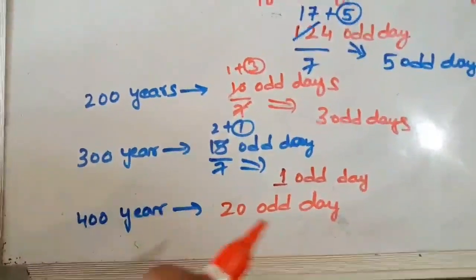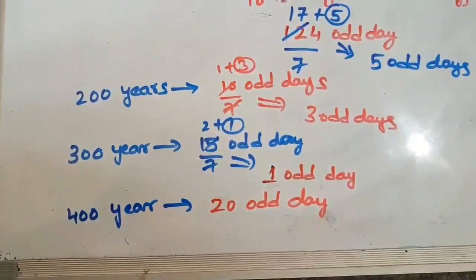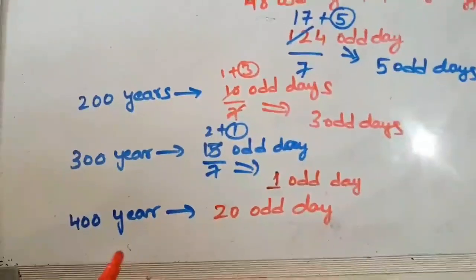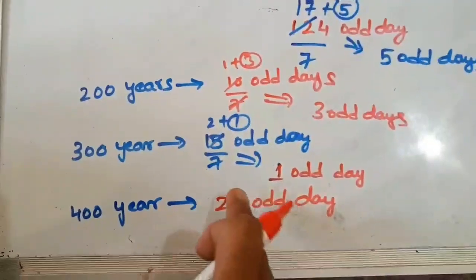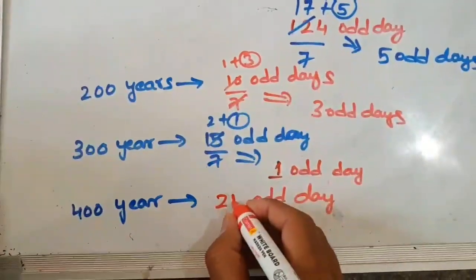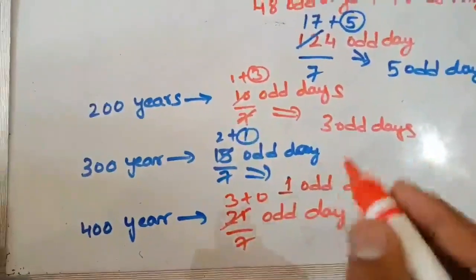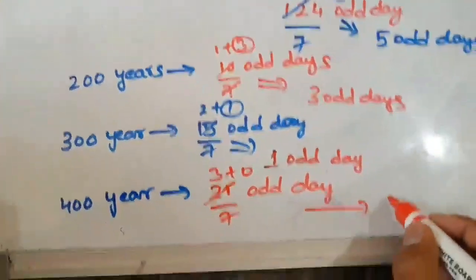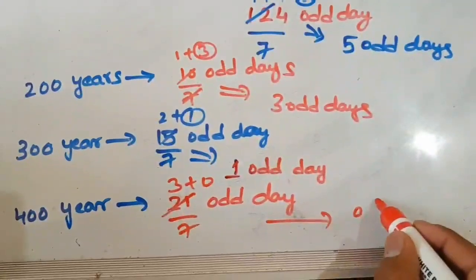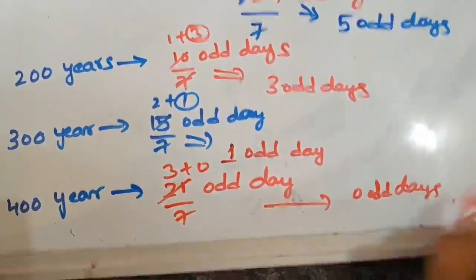But the 100th year, 200th year and 300th year are not leap years, while the 400th year is a leap year. Because of that reason, we are going to get one more extra odd day. So 21 odd days. If I divide by 7, I am going to get remainder 0. So in 400 years there will be 0 odd days.